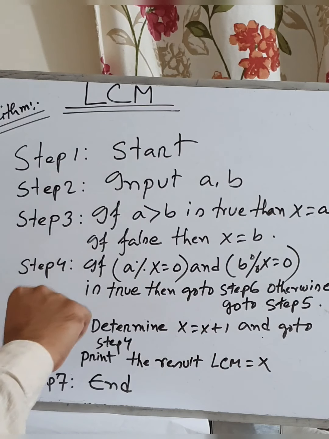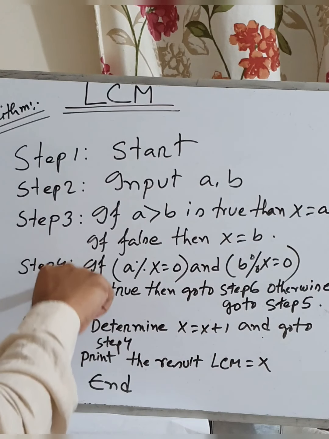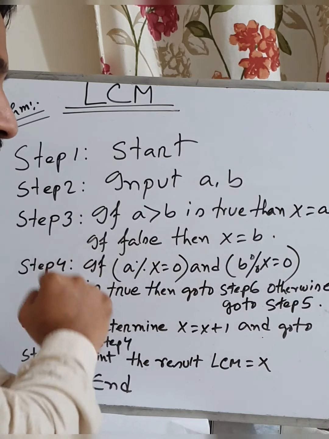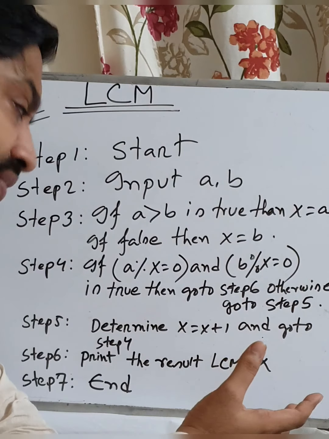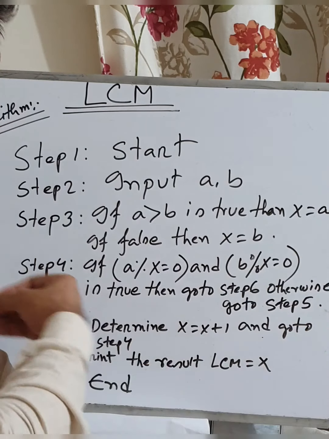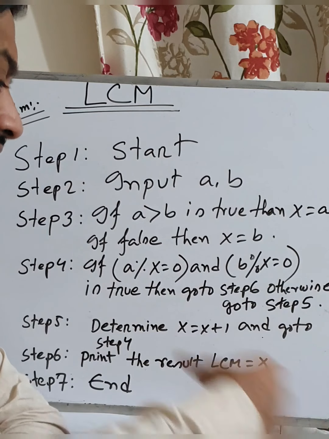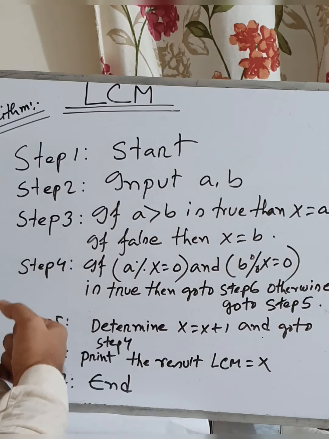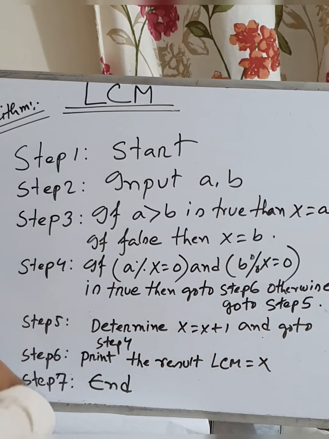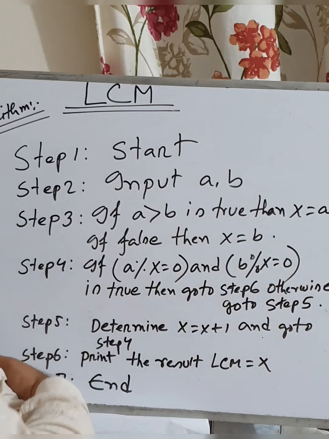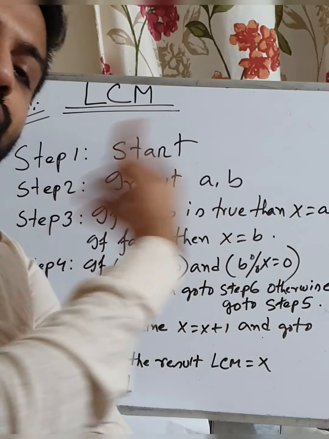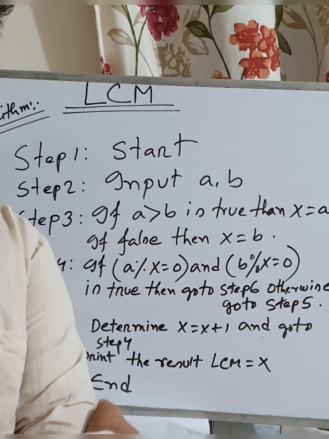So I'm going to repeat it here again. You see this will follow. If A mod X equals 0 and B mod X equals 0 is true, then go to step 6, just print LCM equals X. Otherwise, go to step 5, determine X equals X plus 1, and then go to step 4, and repeat it as much as you can.